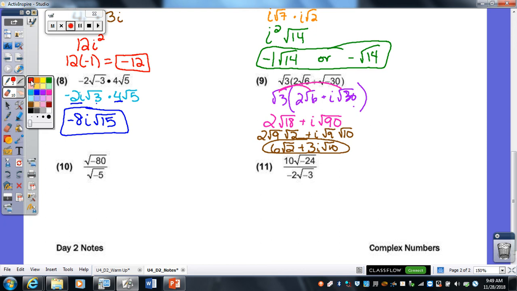So then for 10, the negative 80, is there a perfect square that goes into 80? There's actually a couple of them. We want to find the largest one. Yep, 16 and 5. So the negative 80 was broken up into that negative 1, the 16, and then the 5. On the bottom, all you can do is break it apart, the negative and the 5.